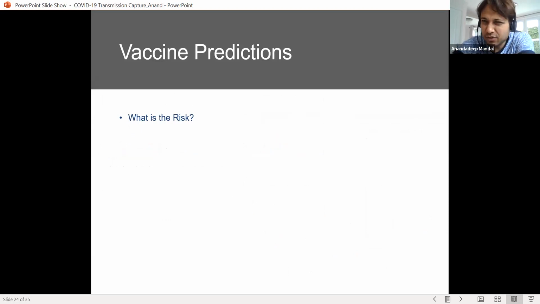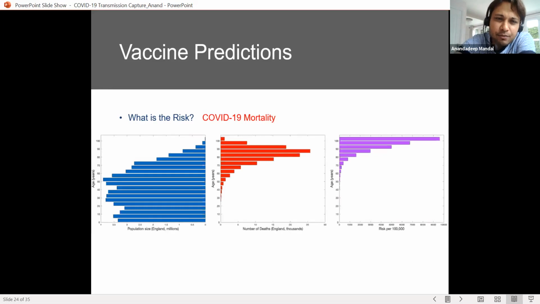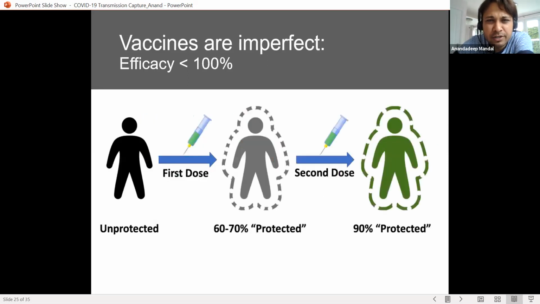What is the whole risk of talking about these things, or modeling? It is COVID mortality, death. As simple as that. The first thing we had to do was have a death forecast. So, with the population size of England, we saw the number of deaths happening per 1,000. We found out that the risk of death is monotonic with age. So again, the importance of age was very, very important.